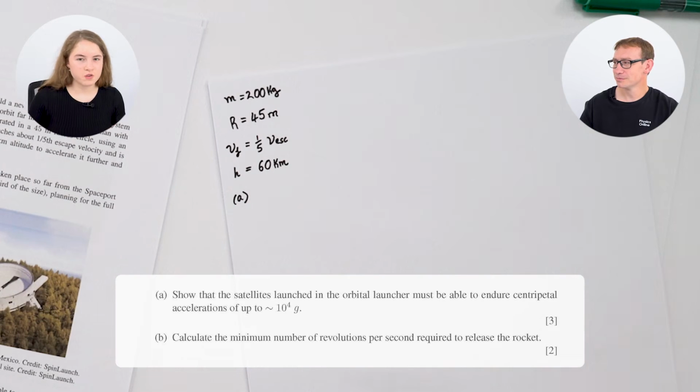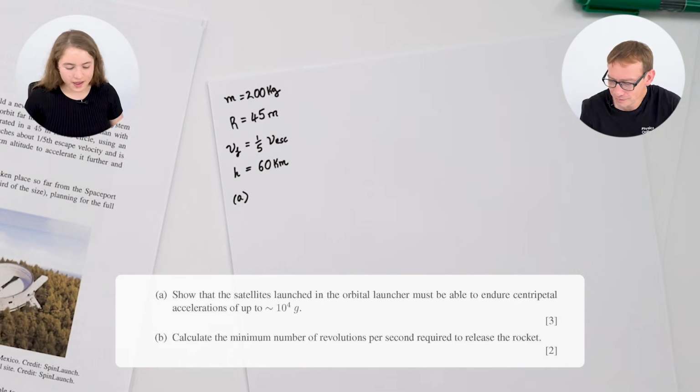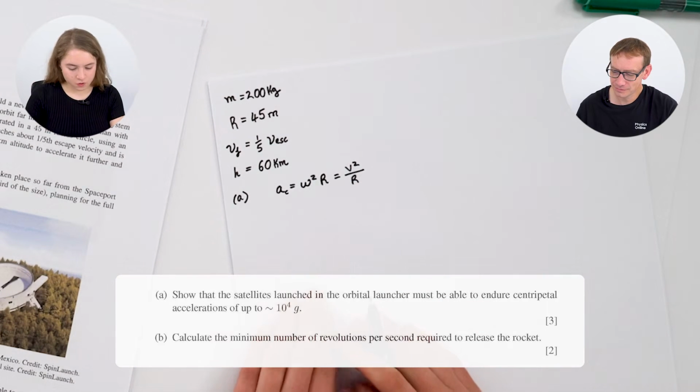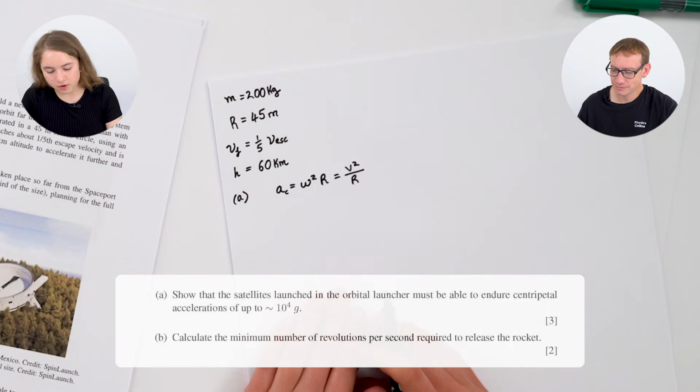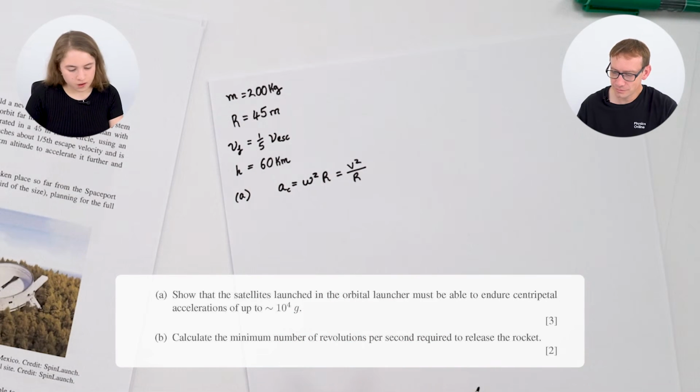It's the acceleration towards the centre that you require for an object to move in a circle of a given radius. Considering this question is asking us to find some centripetal accelerations, let's write down the formula. We have two forms of this formula: a_c is omega squared r, and a_c is v squared over r. So what information have we actually been given?